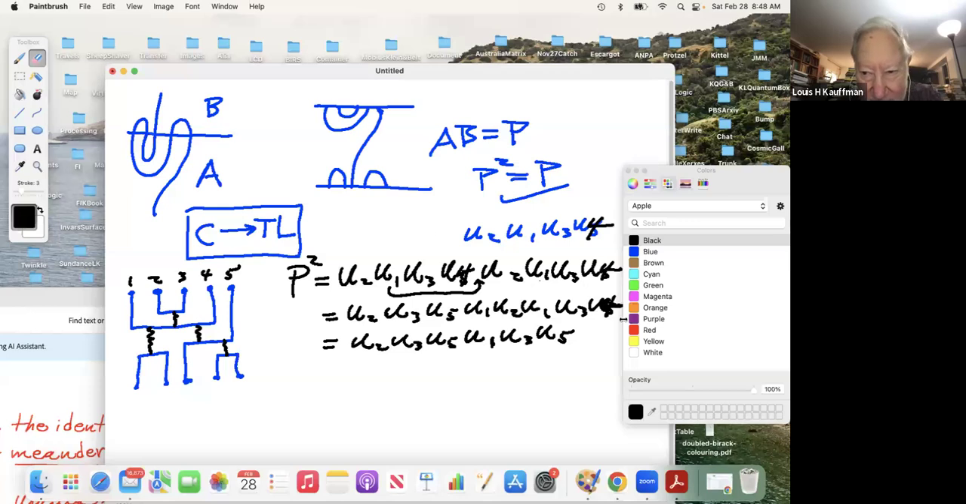Let's make our writing clear. That's a U4 there. And that's a U4 there. Now it will solve itself, assuming that I didn't make any other arithmetical errors.